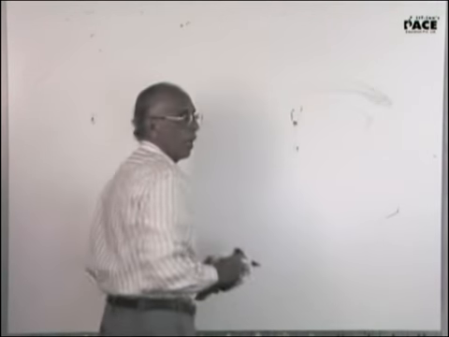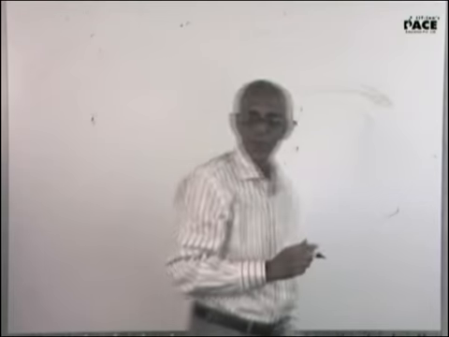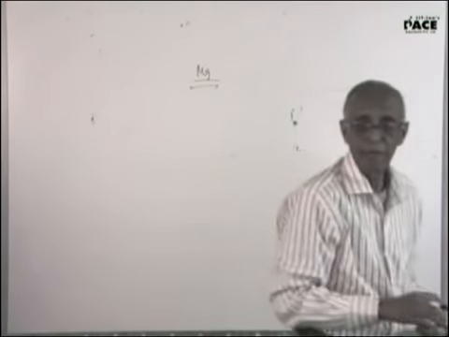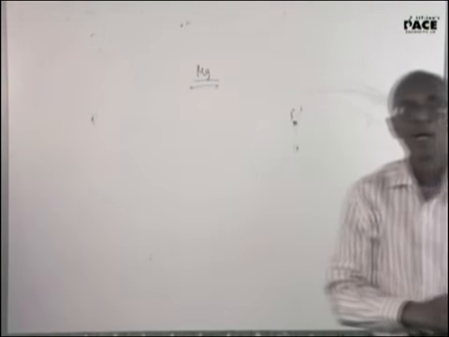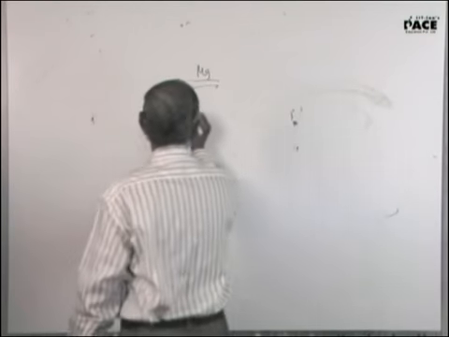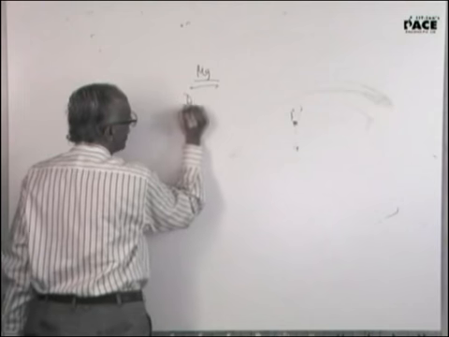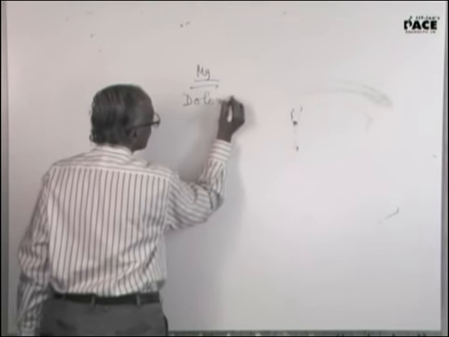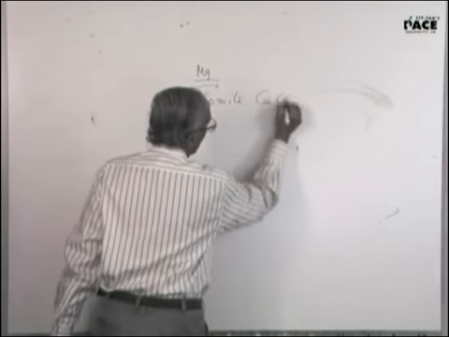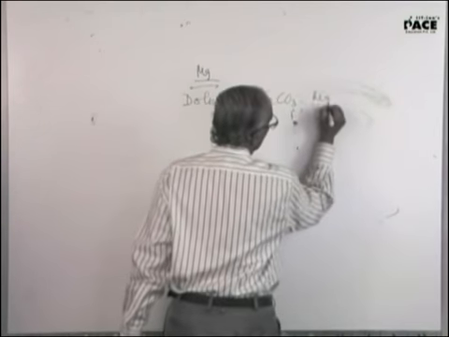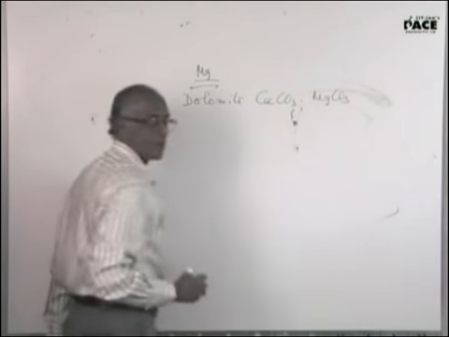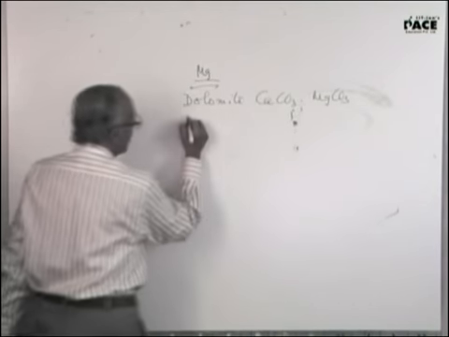Now, magnesium we have to do. The source of magnesium: dolomite, which is calcium carbonate and magnesium carbonate, and magnesite.